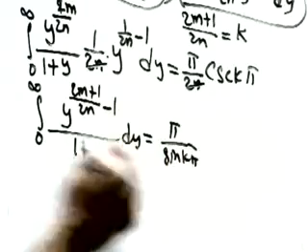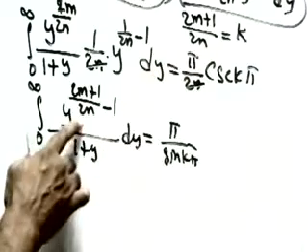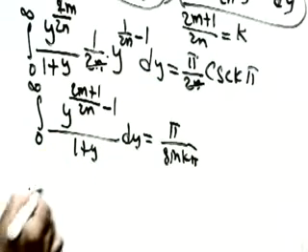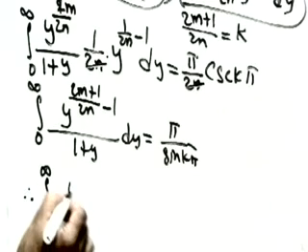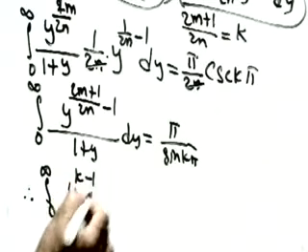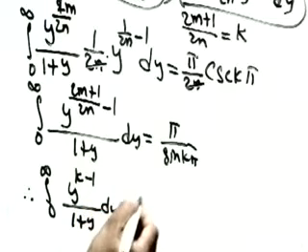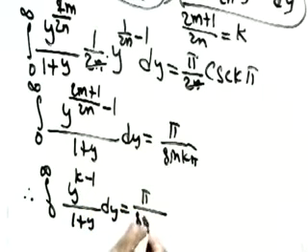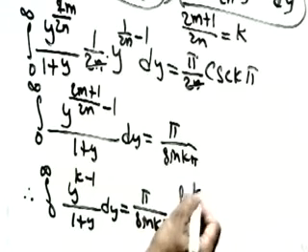bring this cosec into the denominator, it would be sine k pi. Now see here, we supposed this as k. Here 2m plus 1 by 2n is k, so we write k here. Therefore, integration 0 to infinity y power k minus 1 divided by 1 plus y dy equals pi by sine k pi. Now let me change the variables.